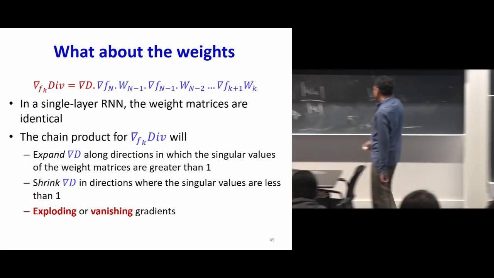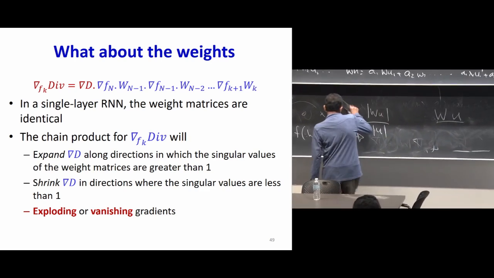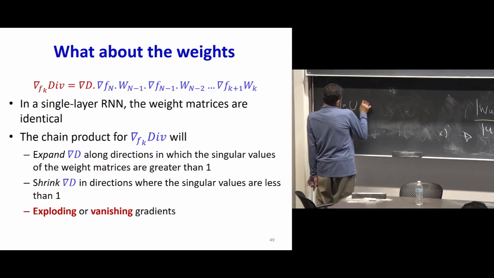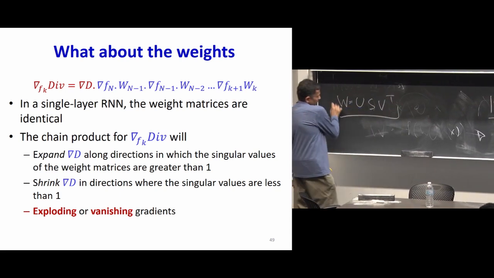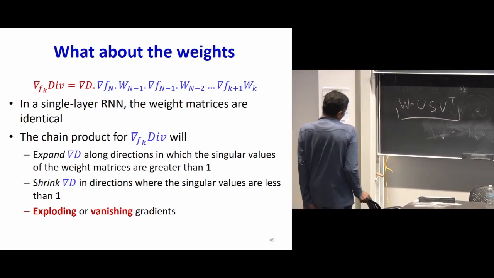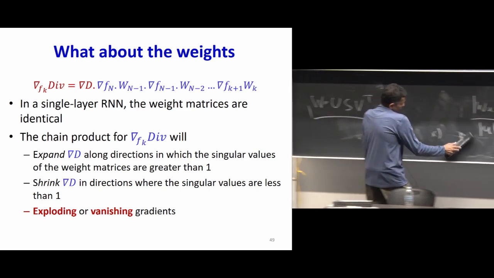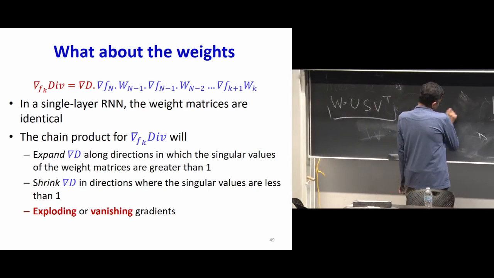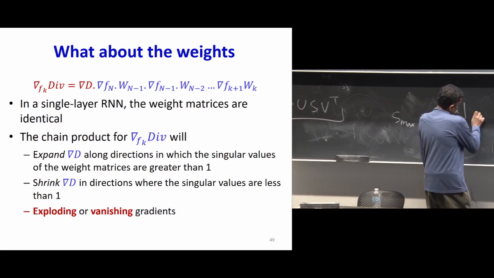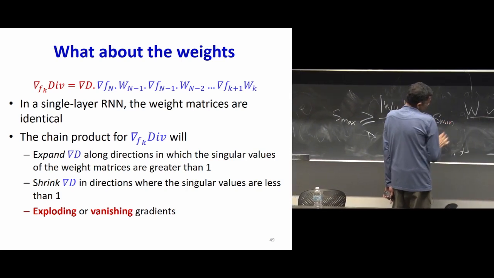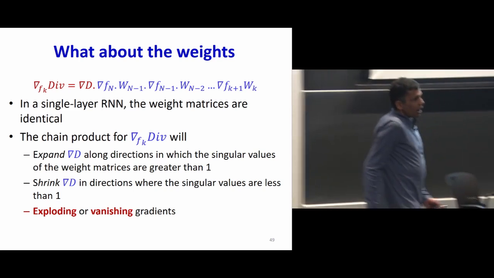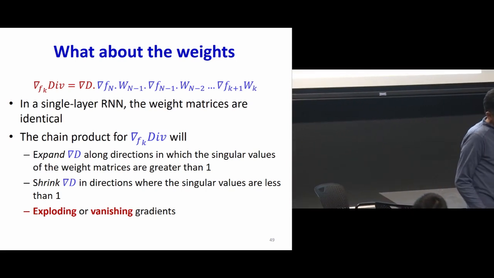If I write W equals U S V transpose, anybody remember this decomposition? Singular value decomposition, right? So S is a diagonal matrix. You're pretty much guaranteed that S max, which is the largest singular value, is greater than or equal to this, and this is greater than or equal to S min. That was one of the purposes of singular value decomposition. It tells you how much the transformation actually influences the vectors.